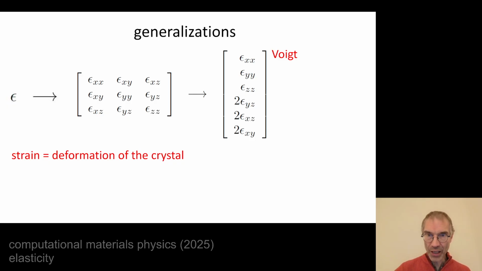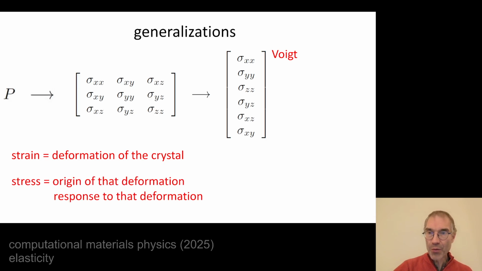The strain, which was just one number in one dimension, becomes a matrix that is symmetric, and that matrix can be written as a 3 by 3 matrix, but also as a 6 by 1 column matrix. That is called the Voigt notation. And this has the notation difficulty that in the Voigt notation you always note the double of the strain of the off-diagonal elements. And this has a reason, we will come to that.